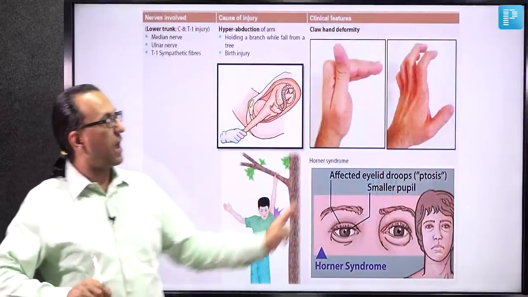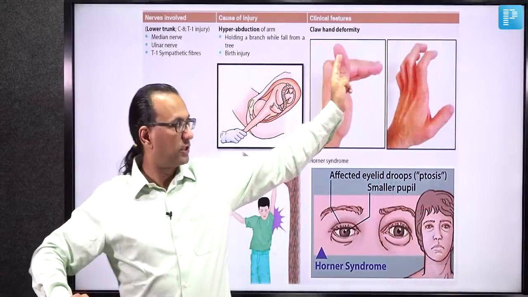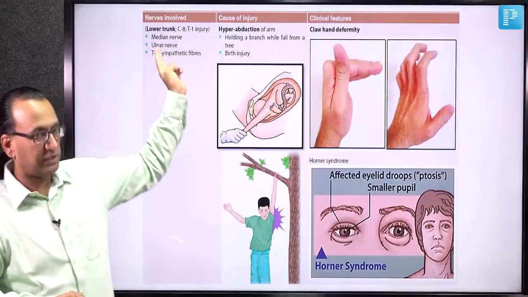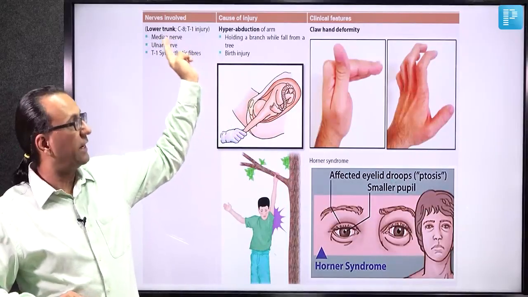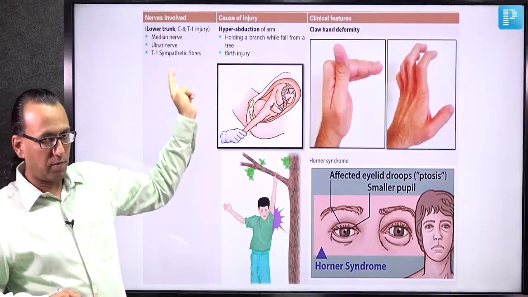And here we are looking at a case of the lower trunk injury, which is Klumpke's palsy. Specifically, the T1 root value is injured, though there is also a compromised C8, and some nerves having the root value may be compromised.